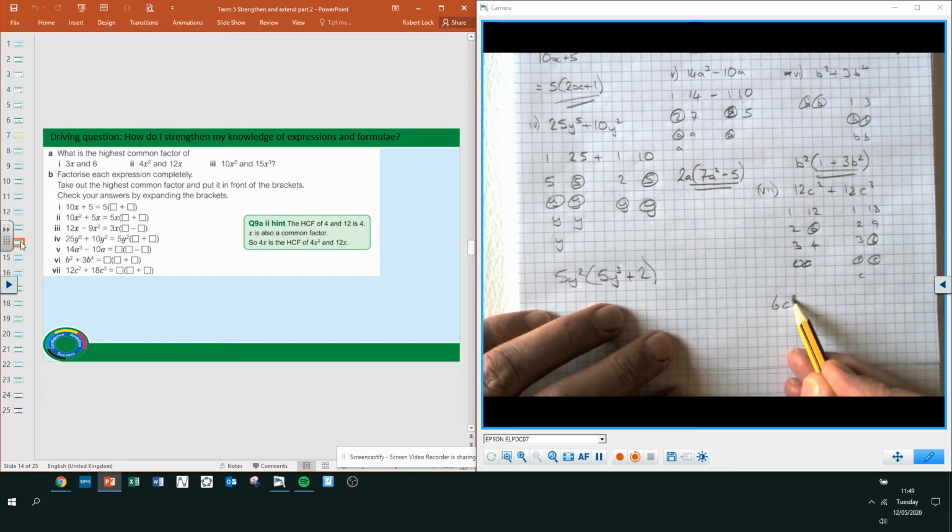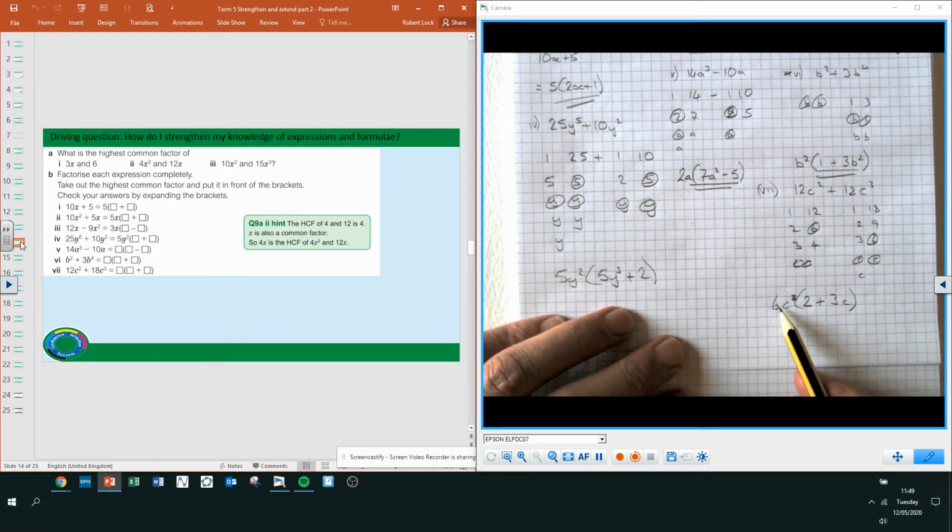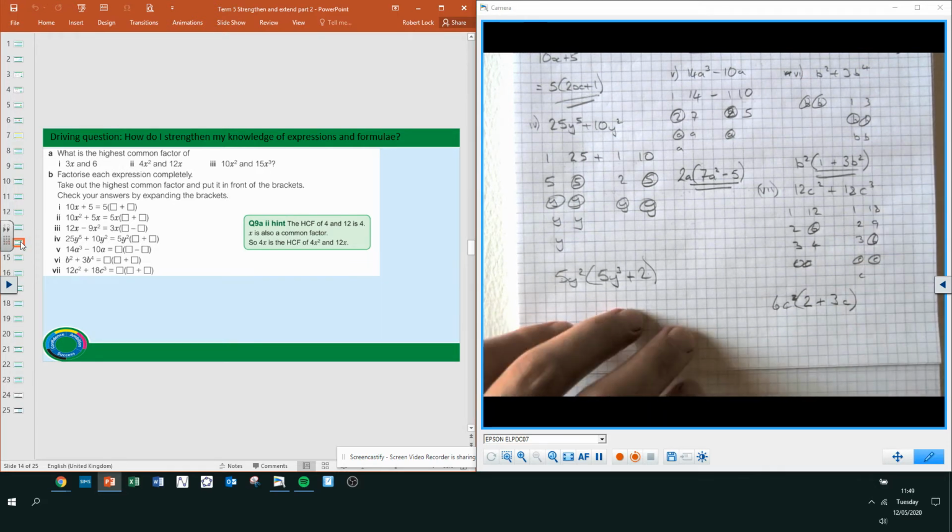So 6c squared on the outside of a bracket. The pairing of the 6 left over is a 2. Any letters? None. So here, the thing left over is a 3. And here is a c. Close bracket. So 6c squared times 2 is 12c squared. And 6c squared times 3c is 6 times 3 is 18, c squared times c to the power 1 is c to the power 3. Answer.